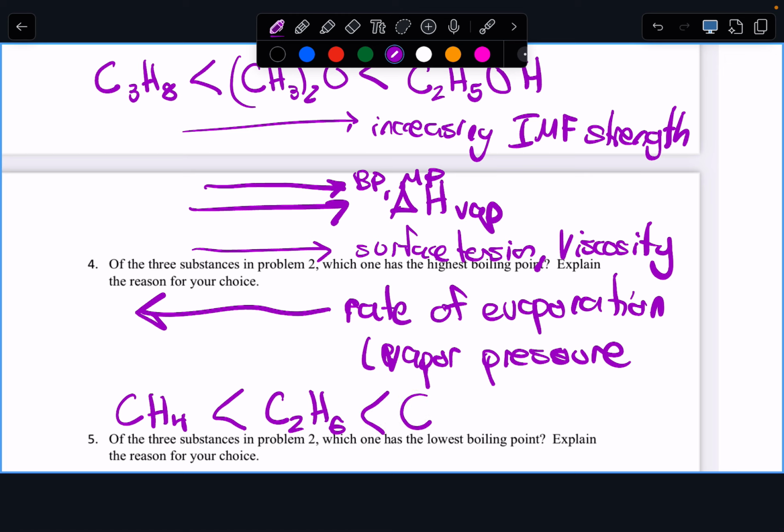But you can off the bat, no, that's not what I wanted to do. It's 4, 5, 6, yeah. Okay. You can off the bat know which has stronger London forces simply by its molar mass. So this guy's gonna have the strongest London forces versus this one because it's larger, it has more electrons that are shifting around.